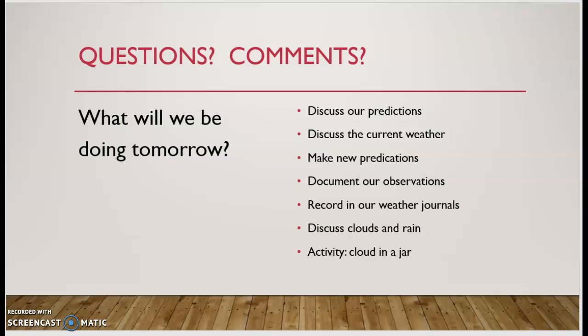So tomorrow it'll be fun when we look at our predictions. This is something we're going to do every day. We're going to look at our predictions and see how accurate we were. We're going to discuss the weather tomorrow. We're going to make new predictions for the next day. And we're again going to document our observations and record in our weather journals. Tomorrow we're going to get more in detail and discuss clouds and rain. And then at the end of the class, we will do an activity, which is clouds in a jar, and it shows how the rain goes through the clouds. It's a really fun activity. So we'll do that tomorrow.